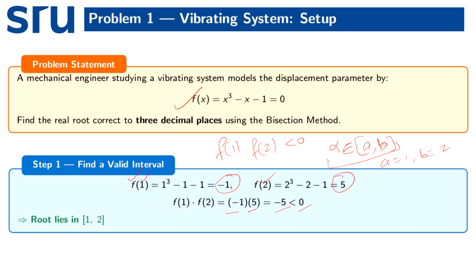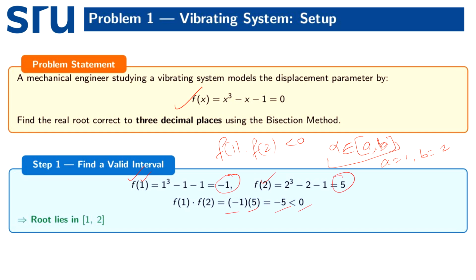This is a very important step. If you don't find a valid interval correctly, the method will not work. So always remember, first find an interval where the function changes sign, then apply the bisection method.